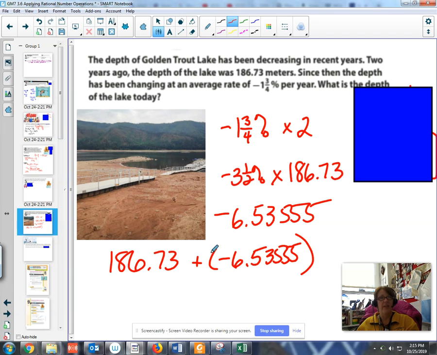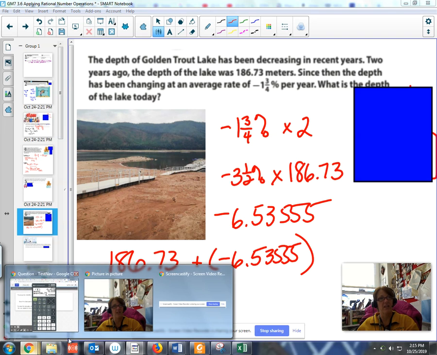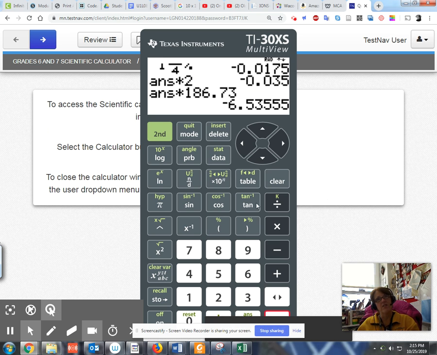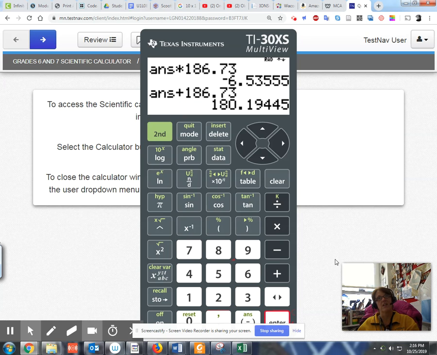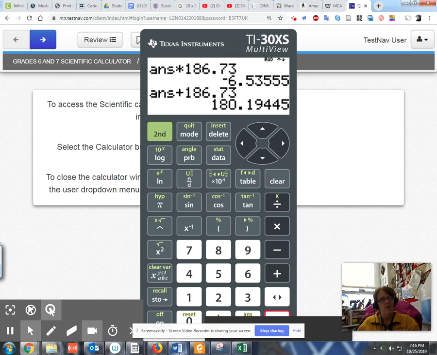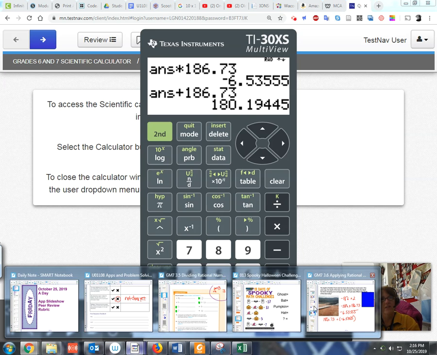So basically, if I think of it this way, adding 186.73, when I hop back to my calculator, because this is already negative, I can just add 186.73. You don't have to re-enter anything. Well, there we go. About 180 meters, a little bit more than that. And if you can translate that into your notes packet, that's what your final is.